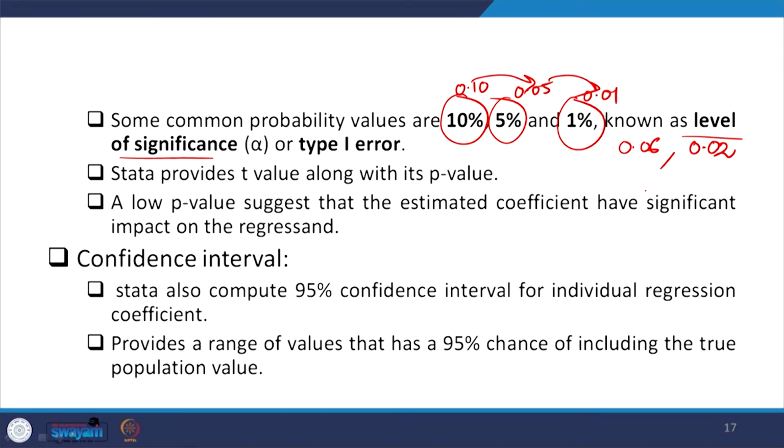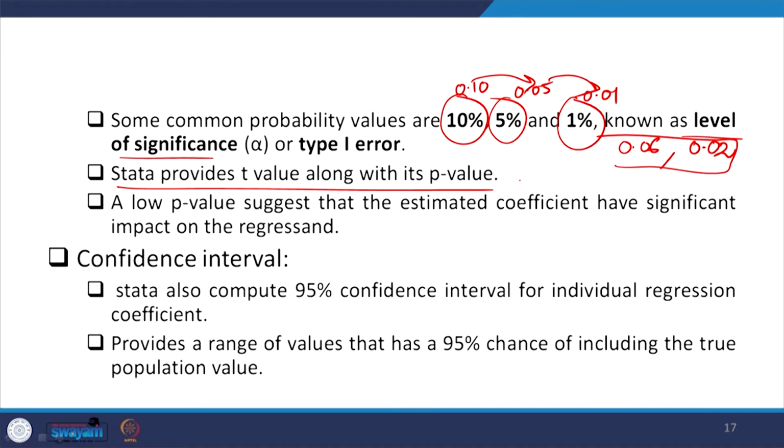So, there is no hardship, but it is a little complicated because those standard values are difficult to derive. Stata provides the t value along with its p values as well. That is the important aspect in Stata we are going to refer to in our next class. A low p value, the probability limit value, suggests that the estimated coefficient has a significant impact on the regression. So, we are going to define the low p value in our interpretation.